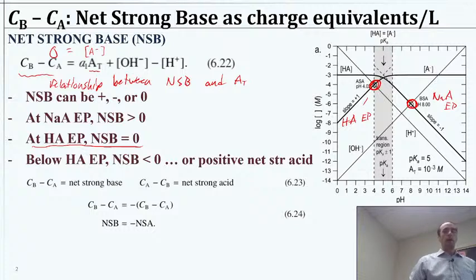Okay, below that HA equivalence point, our NSB is a negative number, or we could call it a net strong acid at that point. Just as we define net strong base as Cb minus Ca, we could define a net strong acid as Ca minus Cb. It would rearrange the equation a bit, but it would be no problem. And that also means the net strong base is equal to the negative net strong acid. I don't think people use net strong acid too much, but it's clear that it could be used if you wanted to. I think it's mostly just convention because it tends to be more convenient to do titrations with base.